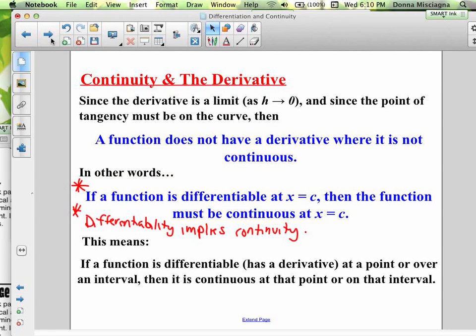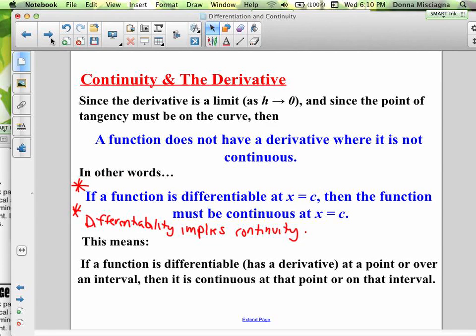So although differentiability always implies continuity, you will only be differentiable at every point on a closed interval if you're a continuous function. But it does not work the other way. So if a function is differentiable, it has a derivative at a point or over an interval, then it is continuous at that point or on that interval.